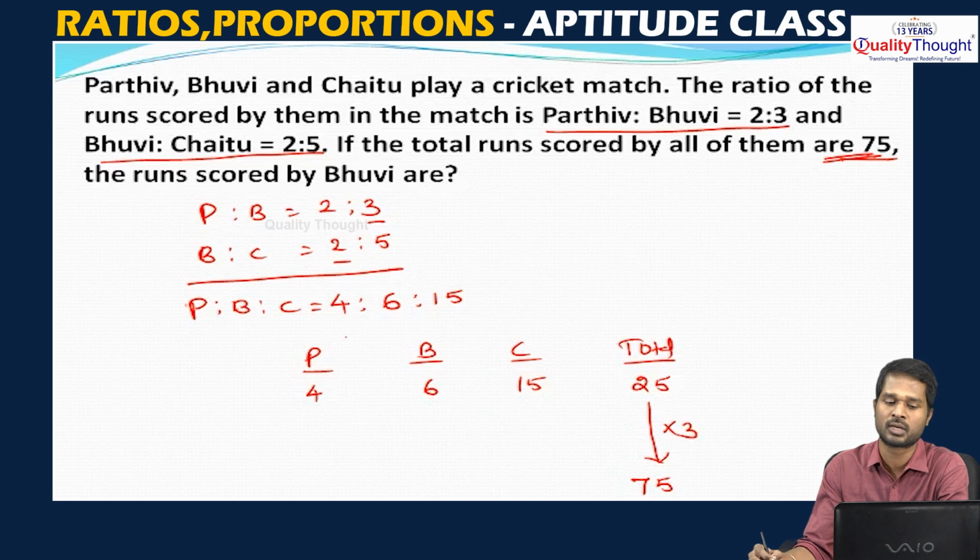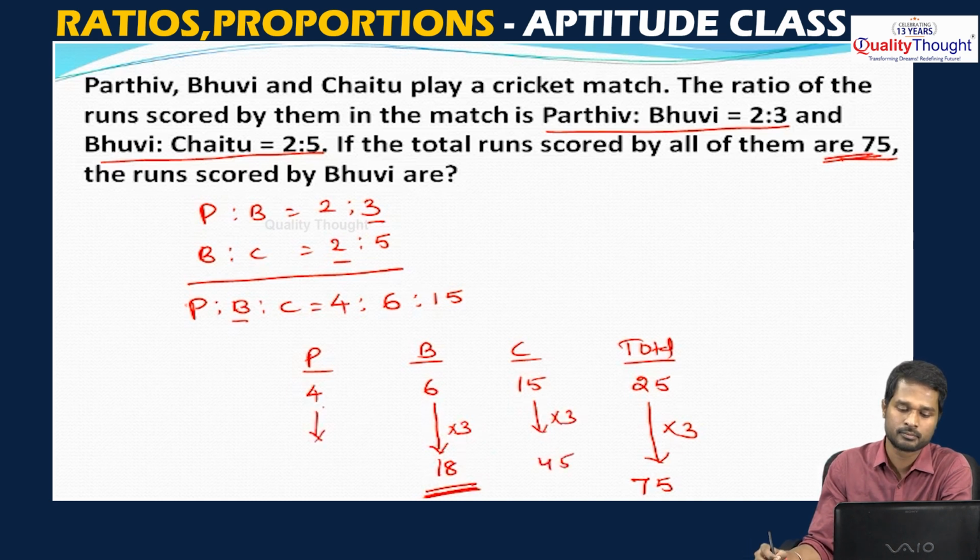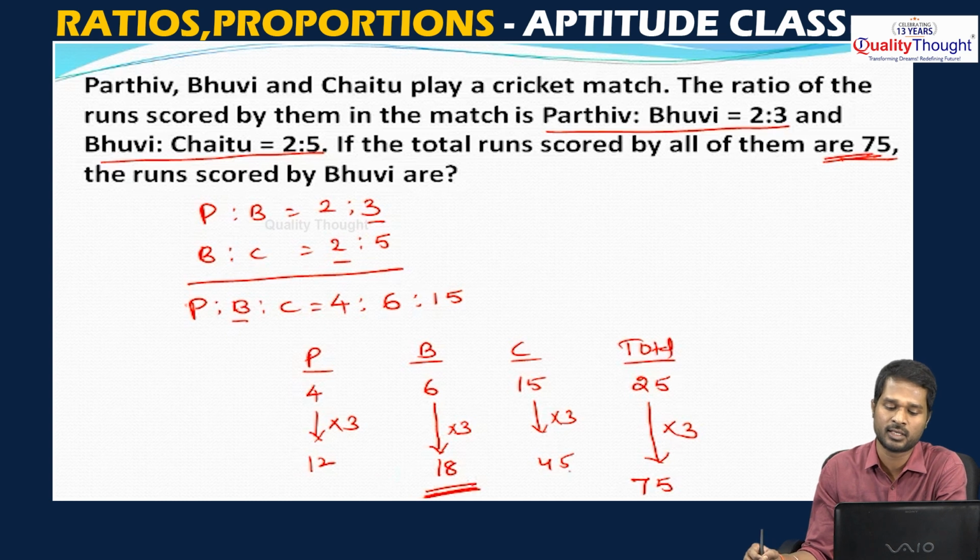Now whose runs do we require? It's Bhuvi's runs we require. So Bhuvi it is 6 into 3 is 18. This is our answer. So similarly here Chetu's runs will be 15 3s are 45 and Parthiv's runs will be 4 3s are 12. See, if you add 12 plus 18, 30 plus 45, 75. So this is how we will convert.